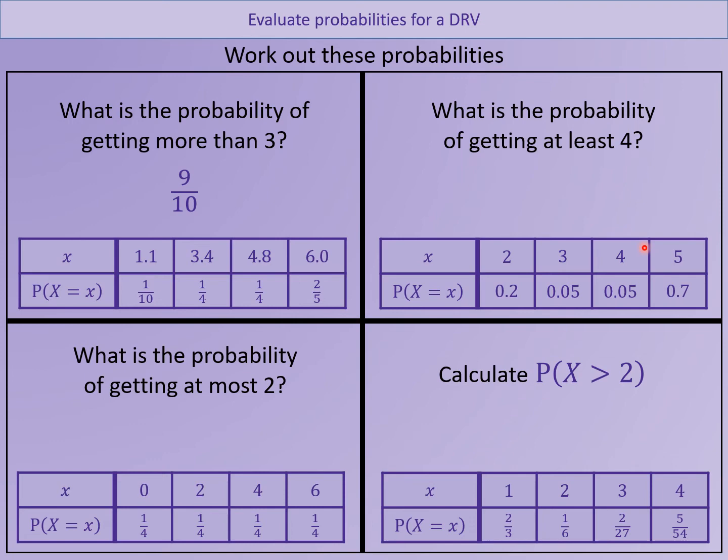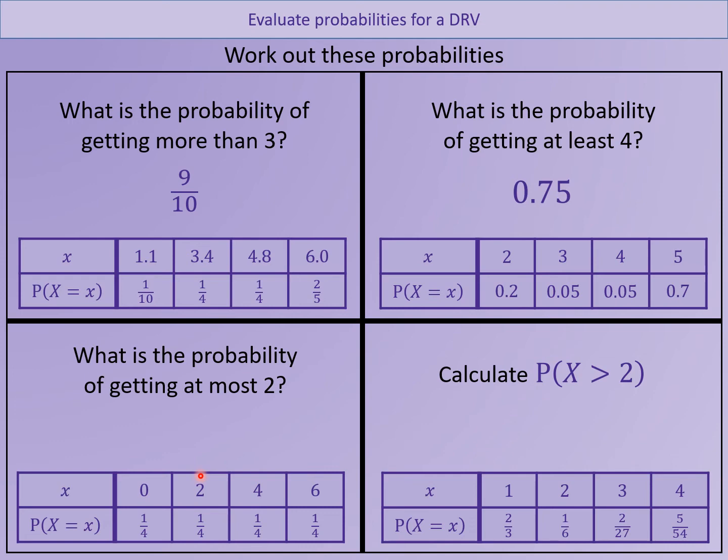Next, the probability of getting at least 4. So at least 4 means 4 or more. So that is either 4 or 5 in this table. So we add together the two probabilities for x is 4 and x is 5, and we get 0.75.